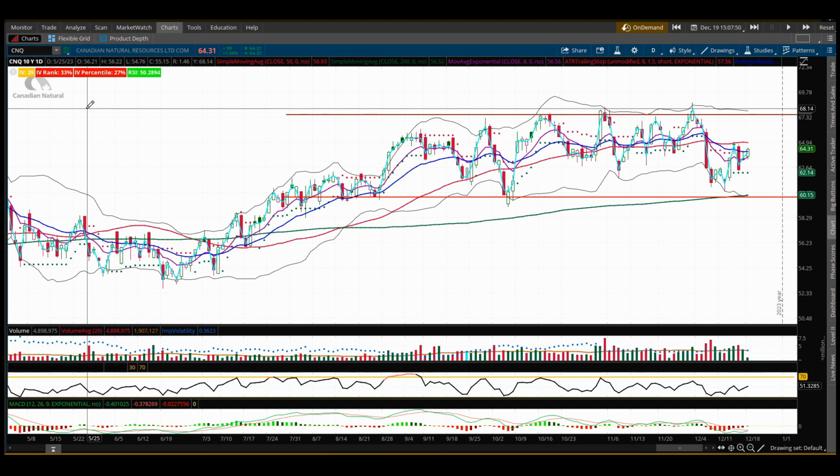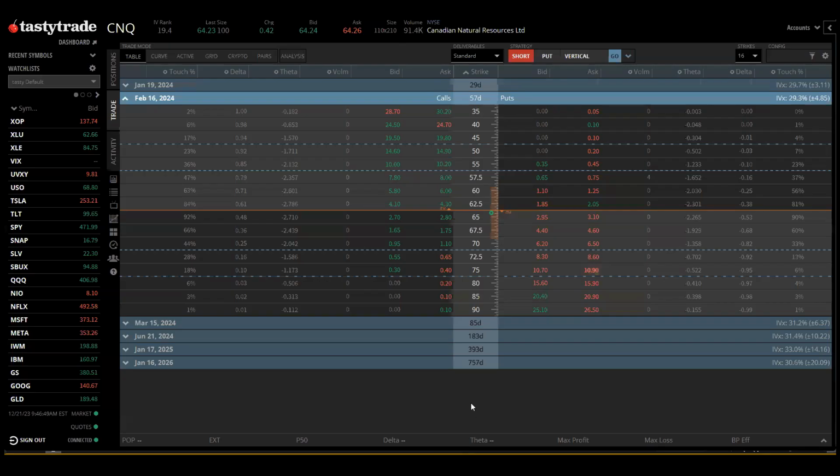Okay, so now that we know what our support and resistance levels are, and we know that the implied volatility is high enough that it is a stock that we want to look at for this trade, let's go over to the Tasty Trade platform. Here we can see the option prices for CNQ. And if you note, the February 16th options are the ones I'm looking at.